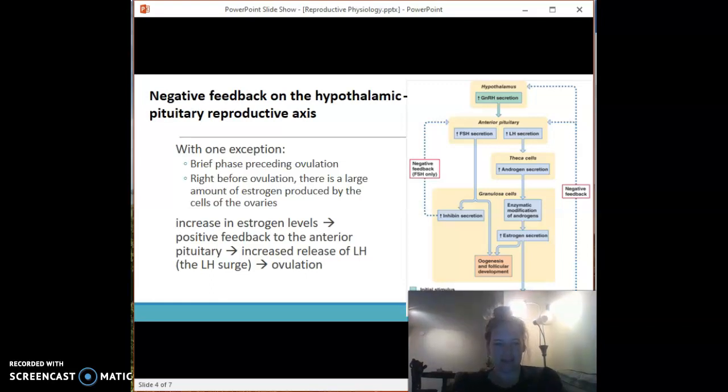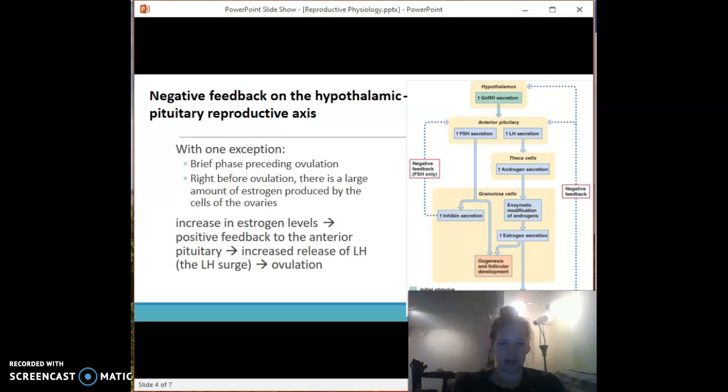We'll go into depth on that a little bit more as well. Just to complete the rest of this diagram, once the FSH secretions increase, they act upon the granulosa cells in the ovaries. There's increased inhibin secretion, which plays back as negative feedback onto the secretion of FSH from the anterior pituitary. And then oogenesis and follicular development are continued.